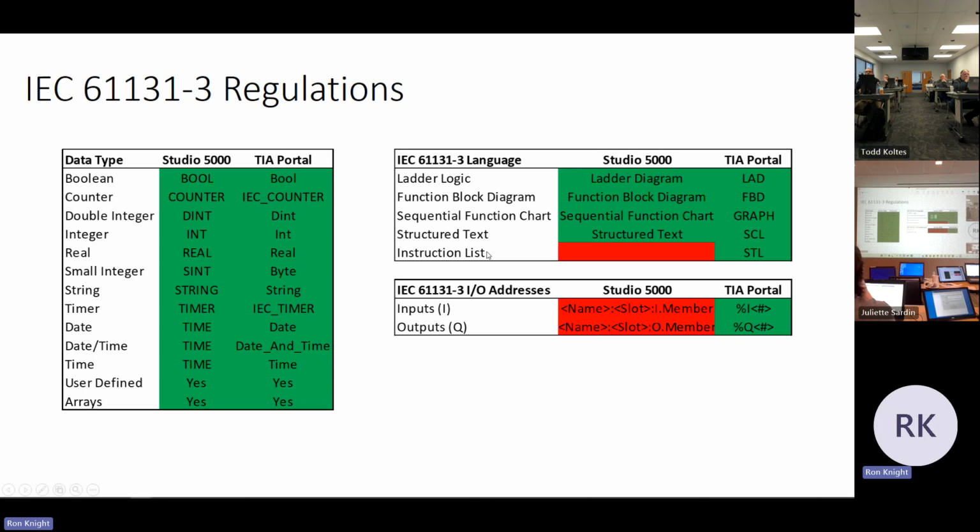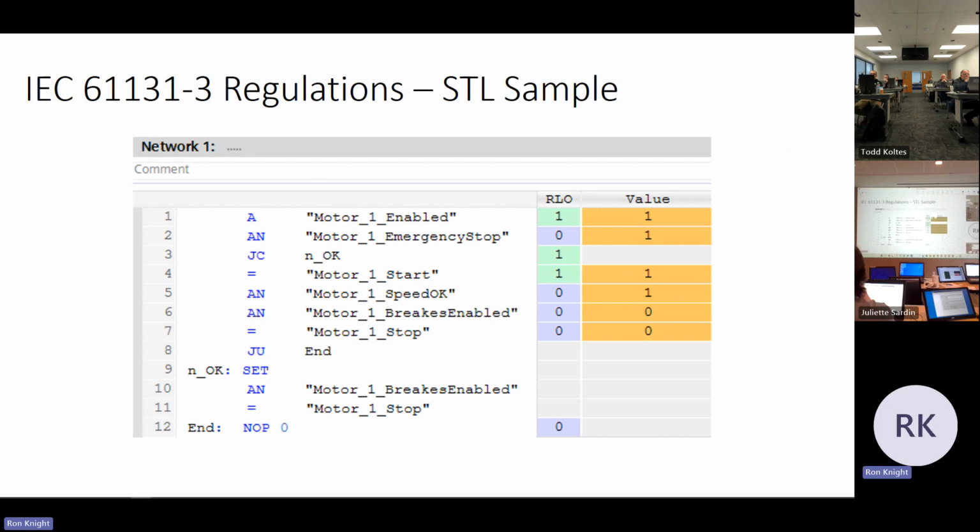text, and instruction list. So Studio 5000 does not have an instruction list programming language. Siemens has something called statement list. Anybody in here seen statement list? Yes. And? Written and commented in German. It was wonderful. It's basically, in my mind, it was assembly language. Exactly. If you've never seen assembly language, you've never seen statement list, this is what it looks like. Very low level code, like you said, assembly level, very simple instruction set.